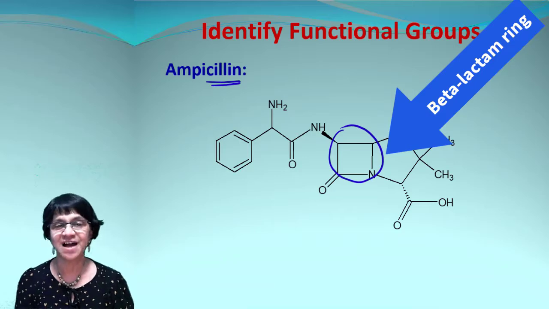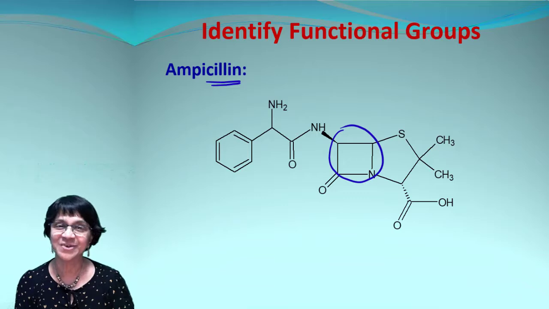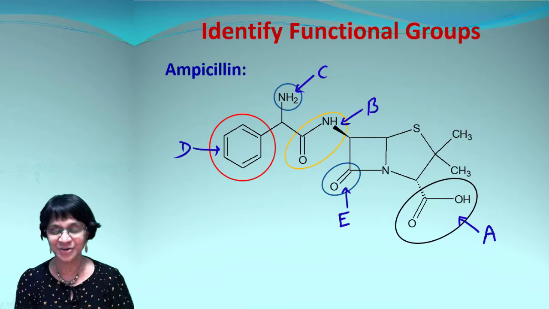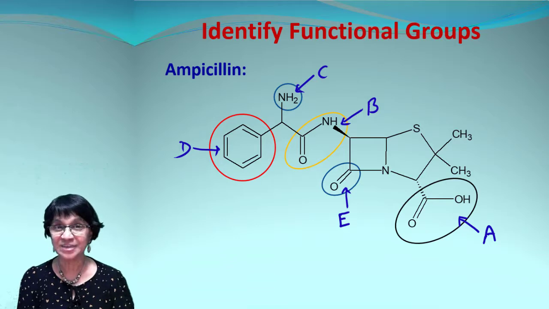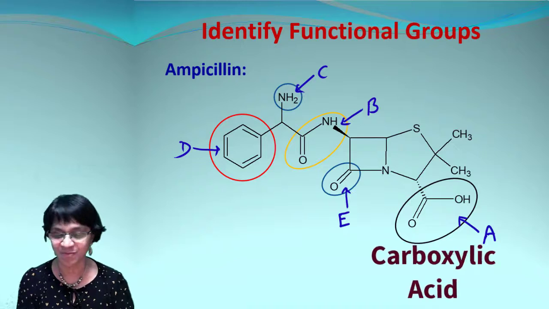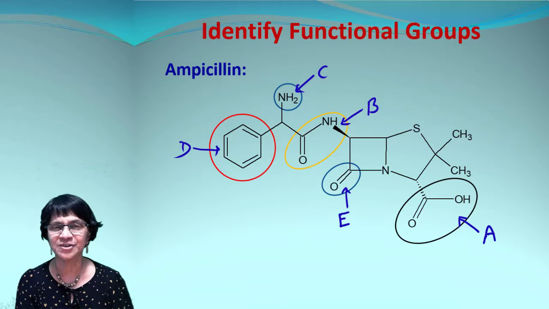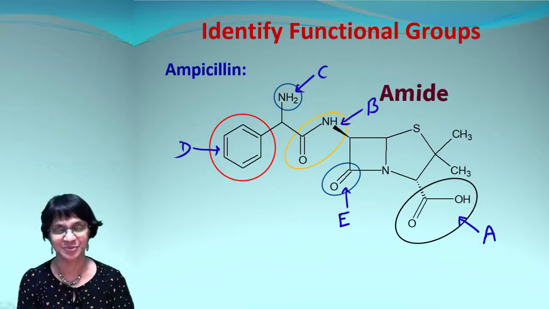But if the question is asking you to identify the functional groups, you need to look at some other groups hanging onto the molecule. So here's what I did. I labeled these groups. Look at this group A. We saw it earlier. COOH. What is that? It is carboxylic acid. Look at B. We saw this also in the earlier molecule, and that is CONH. That is an amide or a carboxamide group.